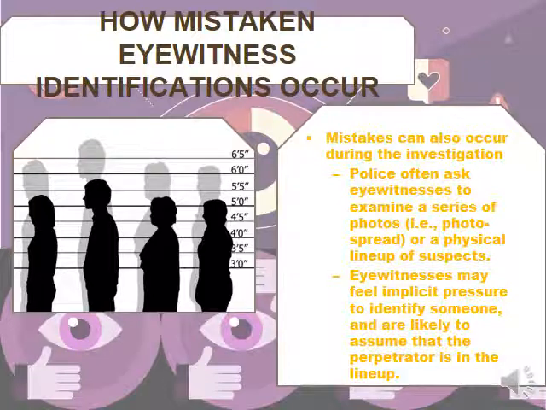Now, mistakes can occur during investigations. Police often ask witnesses to examine a series of photos, in other words, a photo spread, or a physical lineup of suspects. Initially, mind you, individuals are coming in at a high point in terms of their emotionality. Stress levels are very high. In addition, there's that implicit pressure to identify somebody.